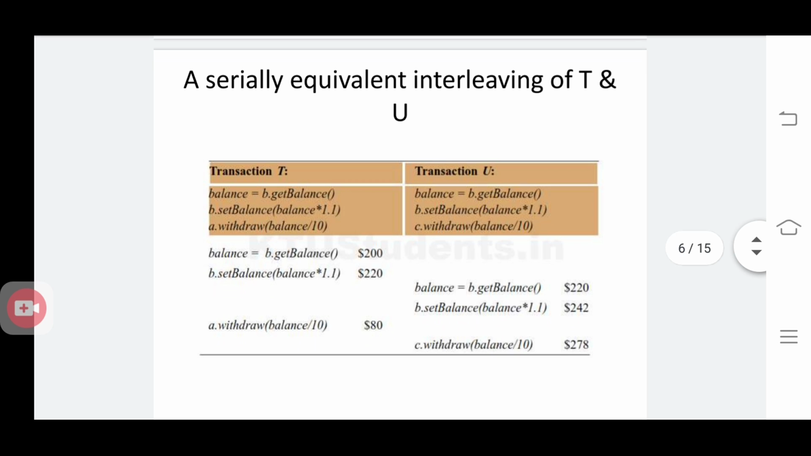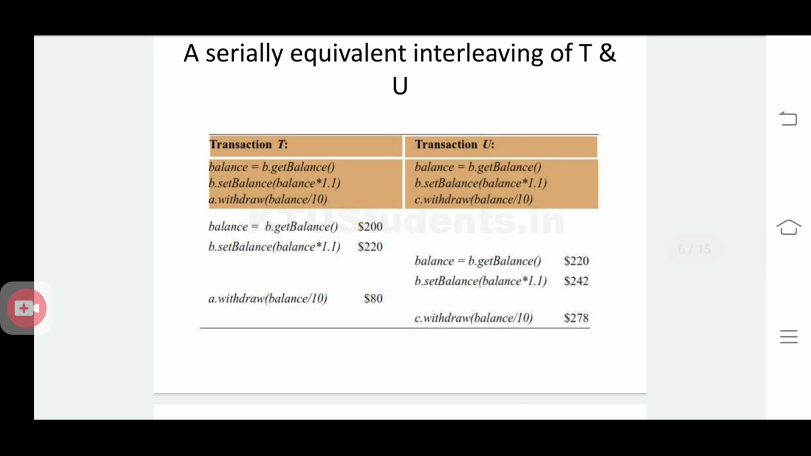So how does serial equivalence happen? You can see the first lost update problem example. We have two transactions, T and U. There are three operations in them. If we interleave or change the operations and then make the transactions work concurrently, we get the final result as correct.